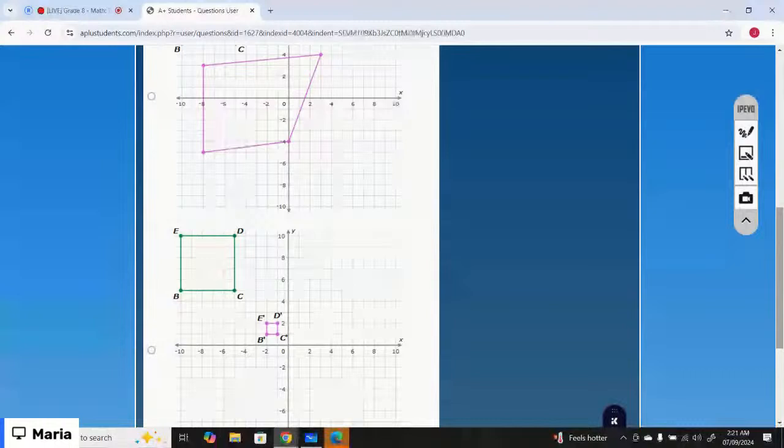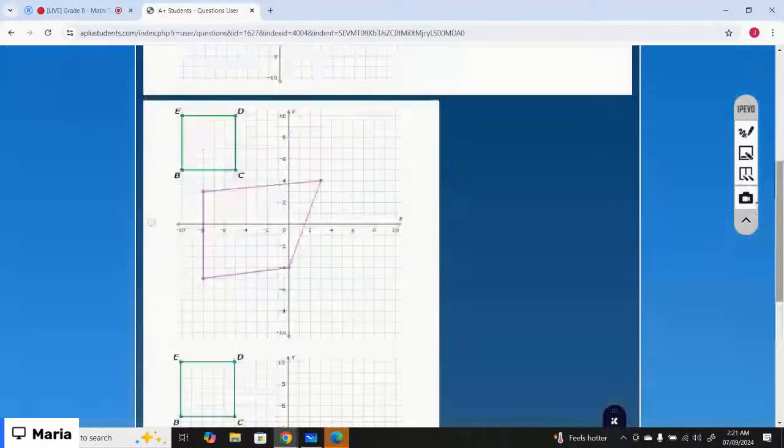The correct option is option number 2. You can see this is the original image and this is the dilated one, right? Because all the coordinates are divided by 5, that would be the smaller image. So option number 2 is the correct option. Got it?